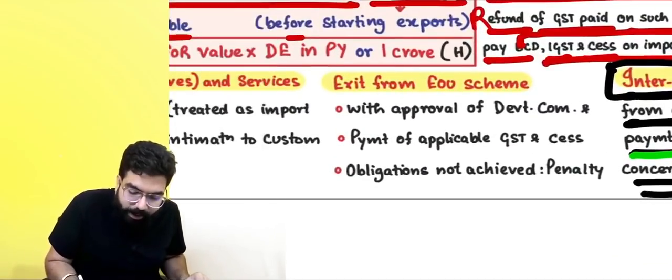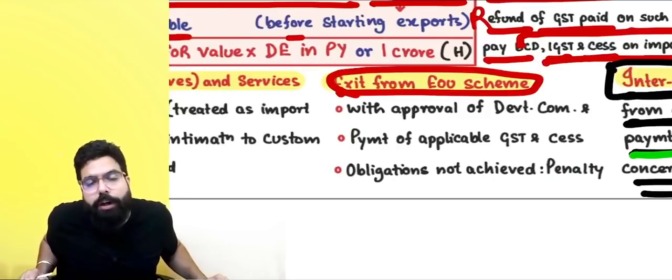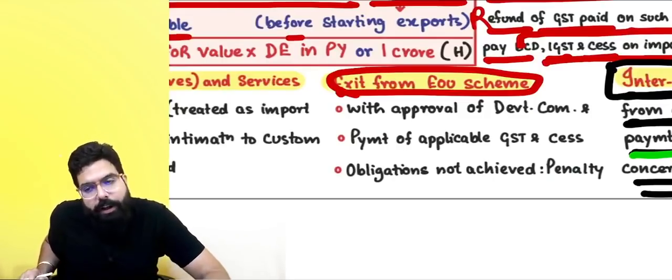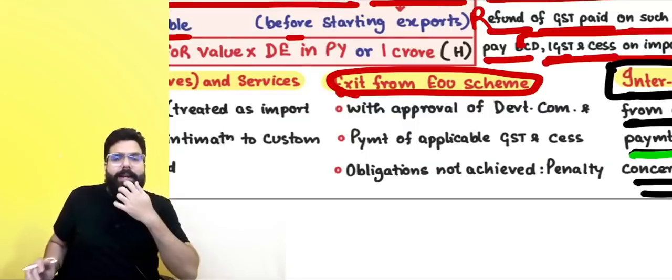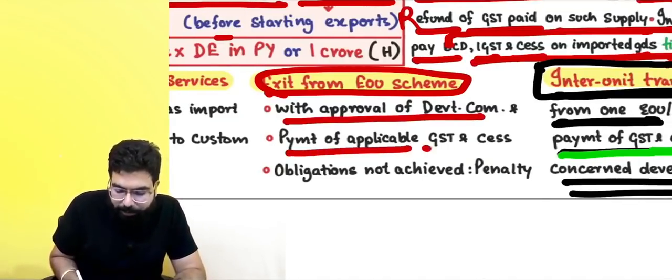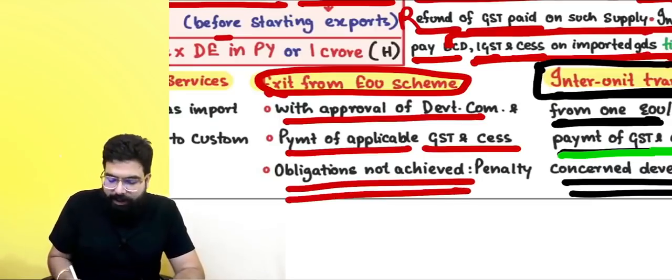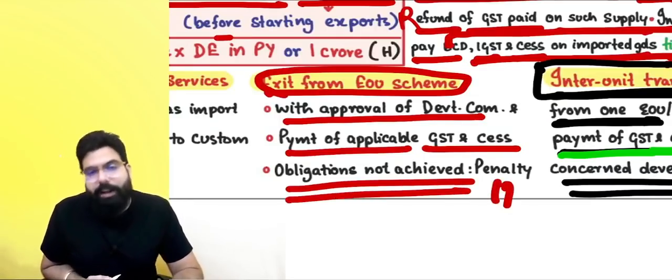Next, sir, can I go ahead and exit from the EOU scheme? Sir, I have taken the export oriented unit scheme. Can I go out of the scheme? They are telling you have to take the development commissioner's permission, pay the applicable GST and cess. And sir, if you have not achieved your obligations, then there will be a penalty.